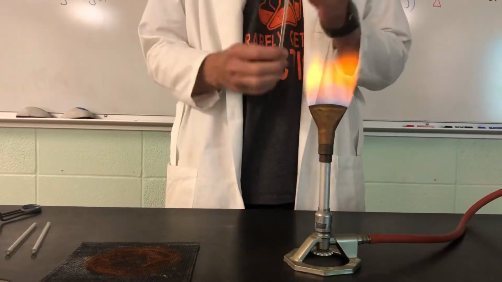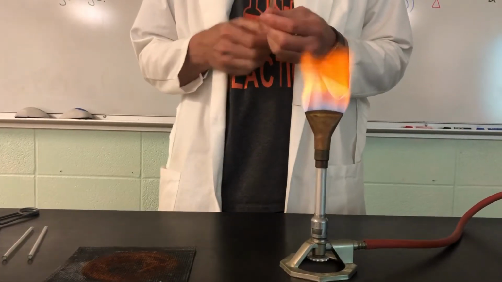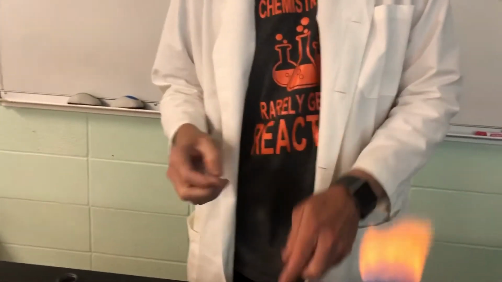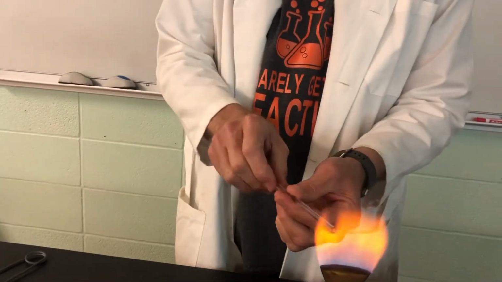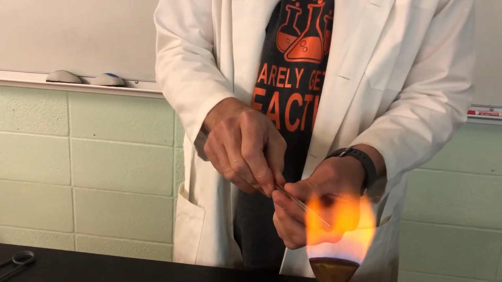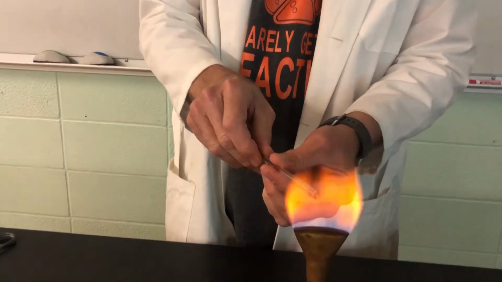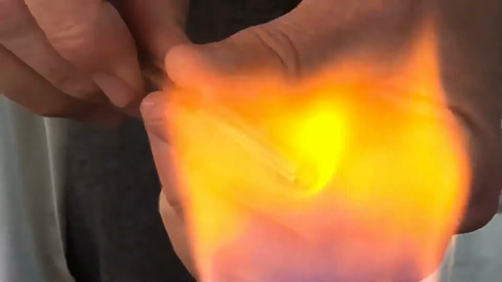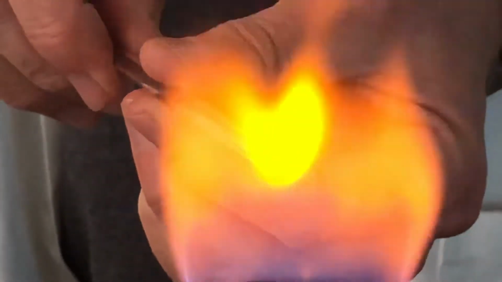Alright, so this is just a hollow piece of tubing. I can fire polish this one like I've shown before. I'm going to look for an orange color in it. Kind of hard to see with the other colors that are there. But you can see a glow of more intense.